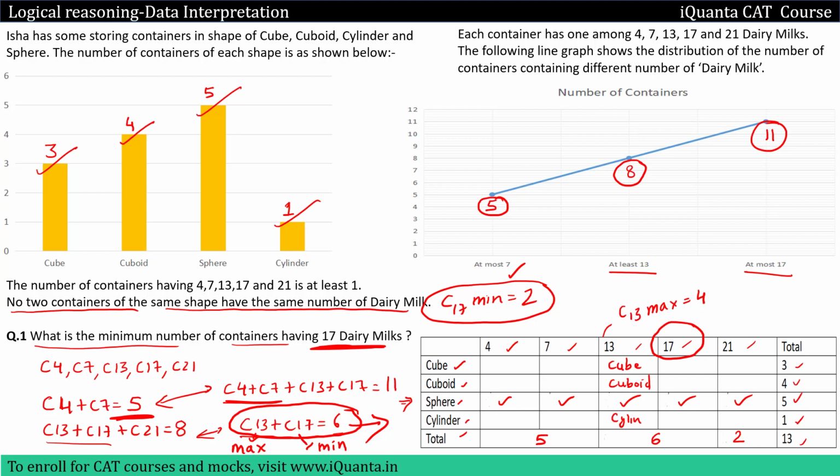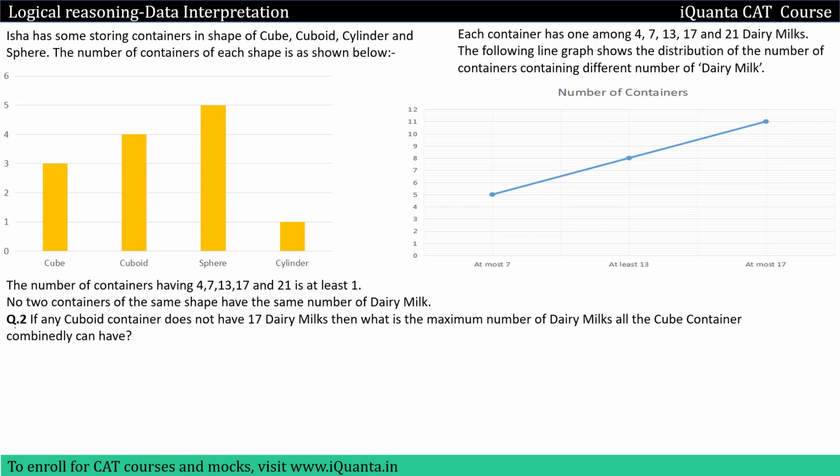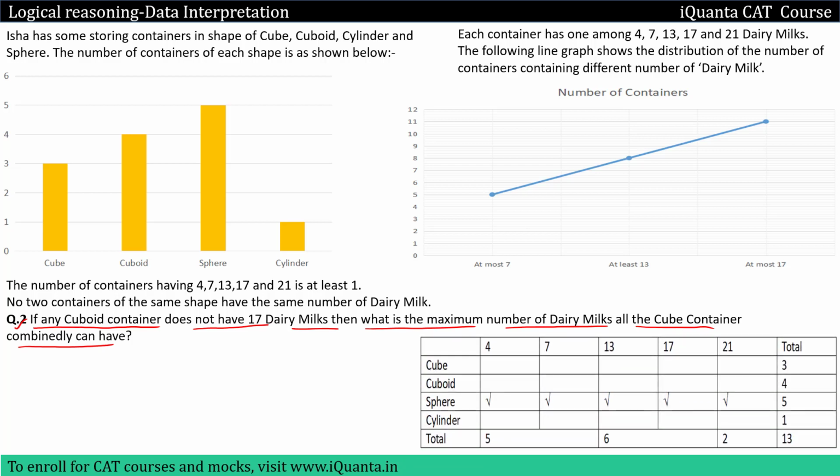Now let us go to the second question. The second question is, if any cuboid container does not have 17 dairy milks, then what is the maximum number of dairy milks all the cube containers combined can have? So again we need to form a table here, and there will be no cuboid containers having 17 dairy milks. So this will be our table. We already know that spheres are 5 containers. All containers will have a different number of chocolates, 4, 7, 13, 17 and 21. So I have put a tick.